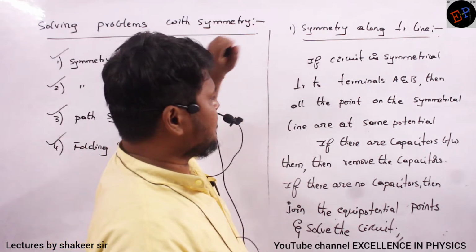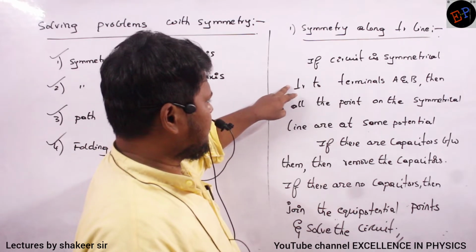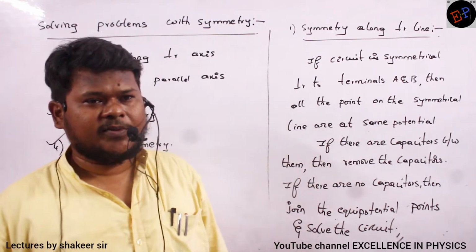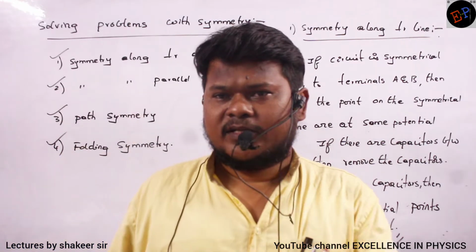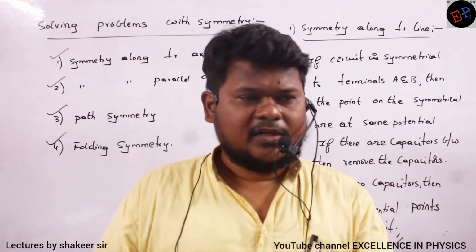What is meant by symmetry along a perpendicular line? If a circuit is symmetrical perpendicular to terminals A and B, what is meant by terminals A and B? The terminals in which the battery is connected. Are you able to understand?